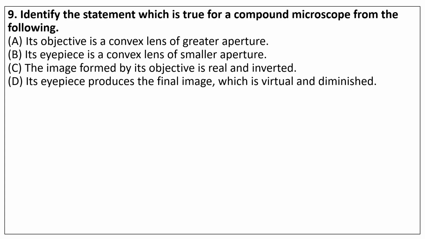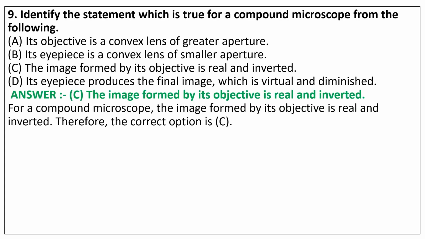9. Identify the statement which is true for a compound microscope from the following. A. Its objective is a convex lens of greater aperture. B. Its eyepiece is a convex lens of smaller aperture. C. The image formed by its objective is real and inverted. D. Its eyepiece produces the final image, which is virtual and diminished.